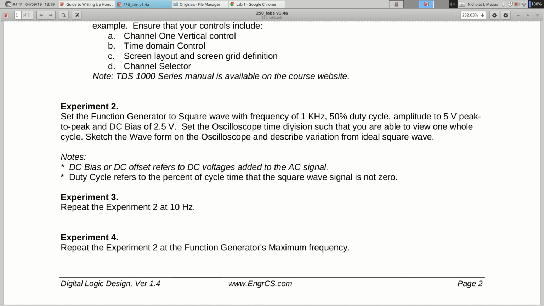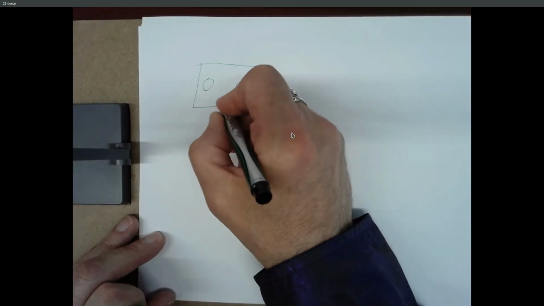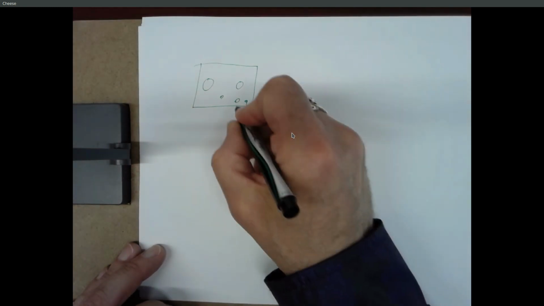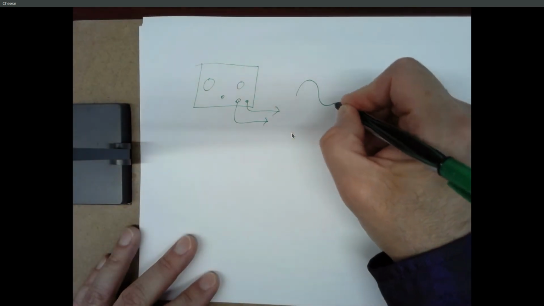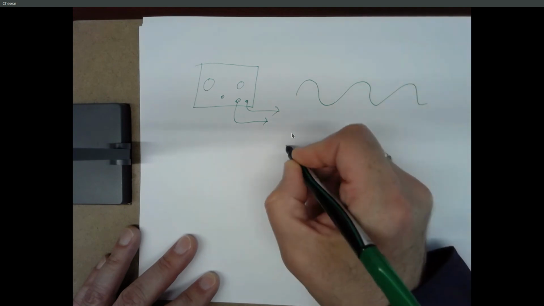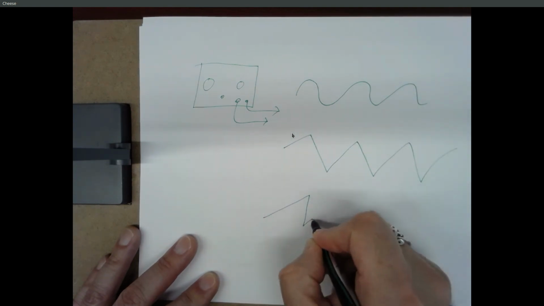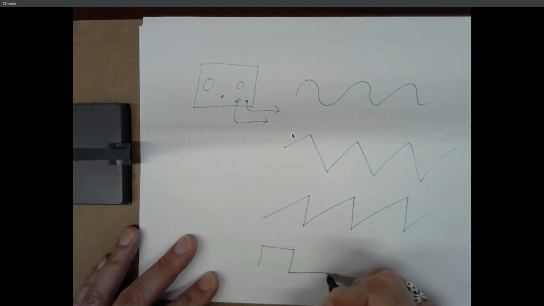So function generators are pretty straightforward. A function generator is a box, and it's got some dials on the front, and it's got some switches, and it's got a pair of outputs. And basically, this thing will generate things like a sine wave, or a triangle wave, or a ramp, or a square wave.